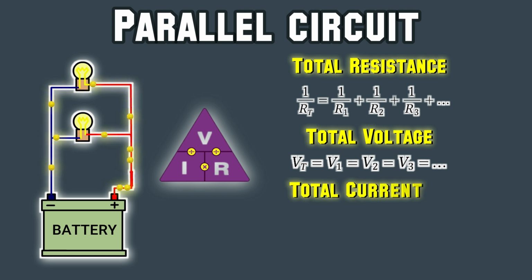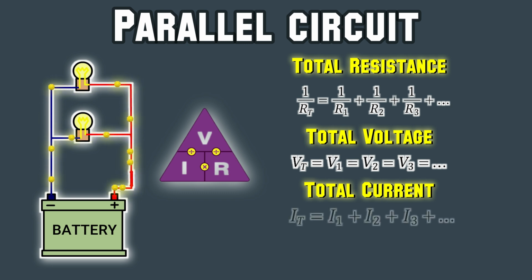Law 3, current. The current flowing through each branch depends on the resistance in that branch. Lower resistance branches allow more current to flow, while higher resistance branches carry less current. This is where Kirchhoff's current law, also known as Kirchhoff's first law, comes into play. It states that the total current entering a junction is equal to the total current leaving that junction. In simpler terms, the sum of the individual currents in each branch equals the total current flowing from the power source.